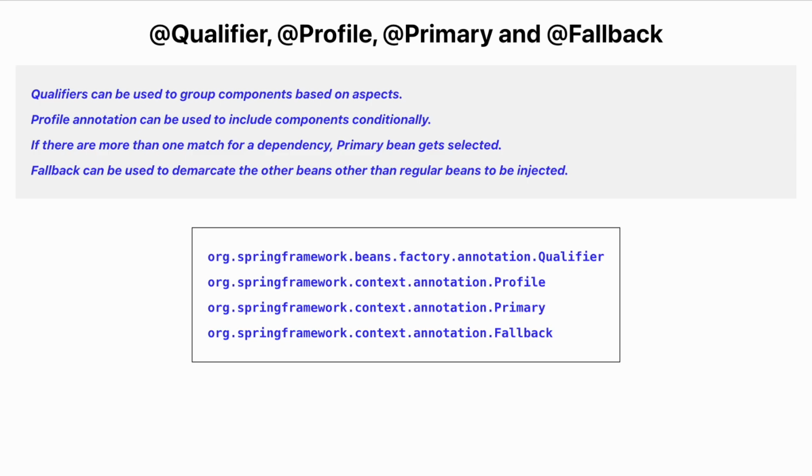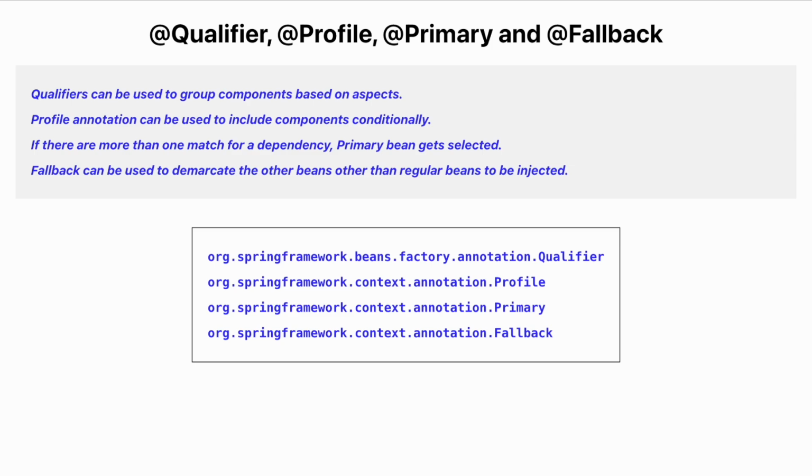Qualifier. It can be used to group components based on aspects. While creating bean definitions, we can specify qualifiers so that the dependency can be specifically located by the dependent bean. The Profile annotation can be used to include components conditionally. Components that must be included conditionally can be provided with the Profile annotation with a list of profile names. According to the active profile list, components will be included.